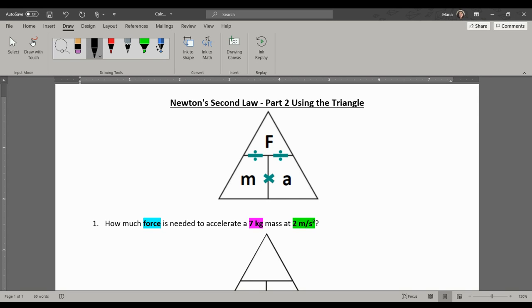The important thing to remember when you're reading through these problems is to know all of the units for each of our variables. Force is always measured in newtons. Mass is always measured in kilograms. And acceleration is always measured in meters per second squared. Now that we know that, let's go through an example.